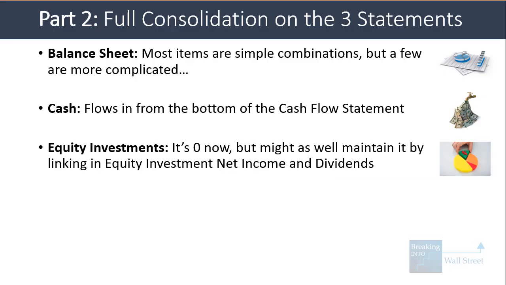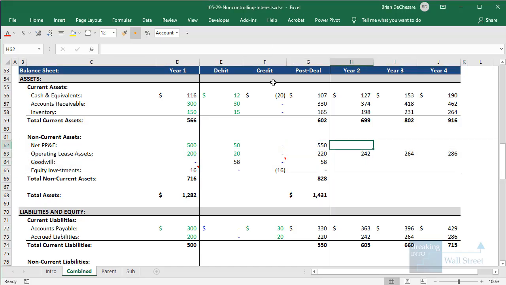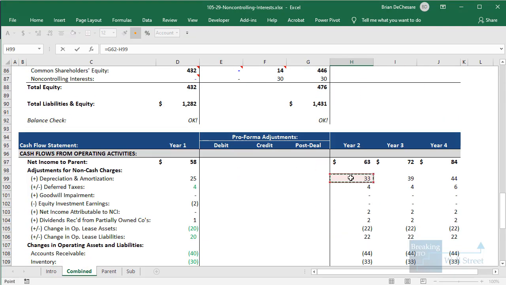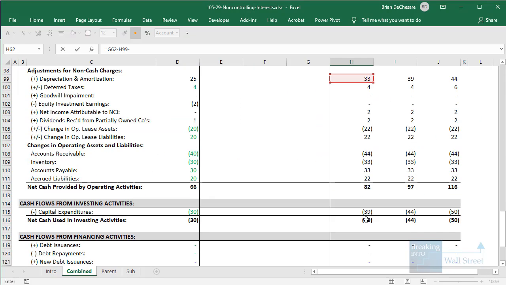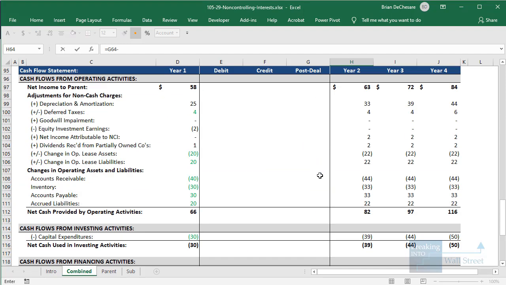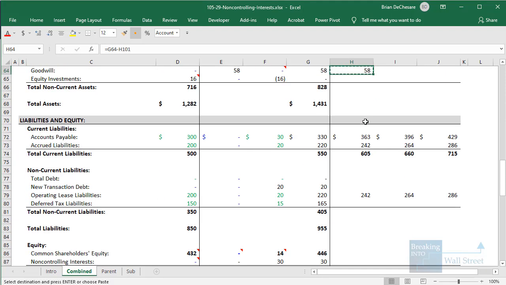One note is that for equity investments, it is zero for now, but we do want to maintain it by linking in the equity investment net income and dividends just in case something here ever changes. With net PP&E starting there, let's take the old number and then subtract depreciation and amortization, and then we'll subtract the capital expenditures, so we have all that. Copy this across. Goodwill, we'll take the old number and then subtract the goodwill impairment right here.